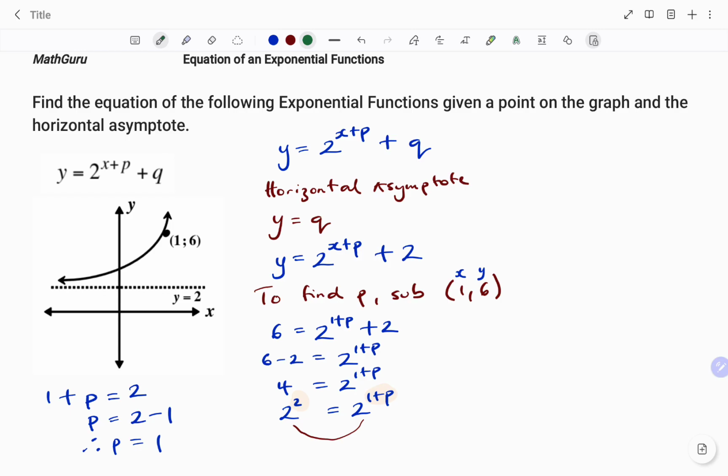So therefore writing my equation, for this graph, y equals 2 to the power of x plus p, which is plus 1, and then I have plus q, which is plus 2.